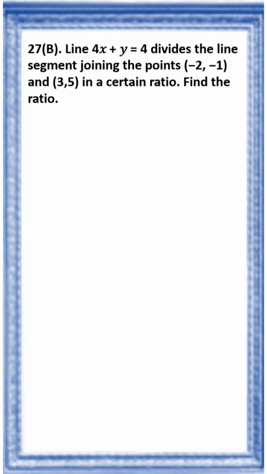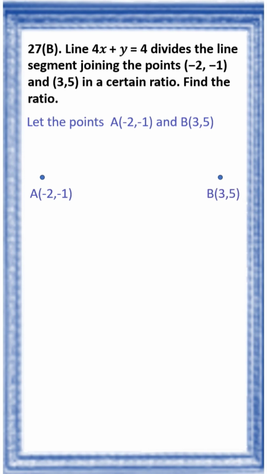Question 27b. The line 4x plus y is equal to 4 divides the line segment joining the points (minus 2, minus 1) and (3, 5) in a certain ratio. Find the ratio. Now this is A (minus 2, minus 1), this is B (3, 5). Now let us join the line. Let the line 4x plus y is equal to 4 divide this line segment at P.